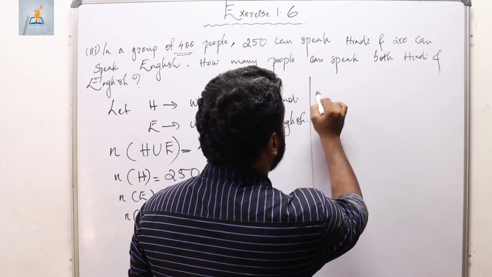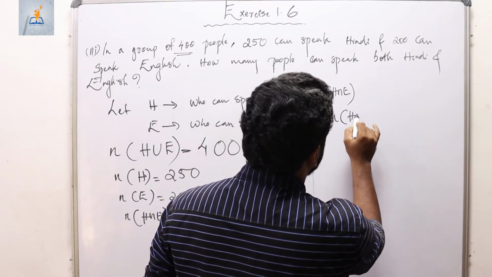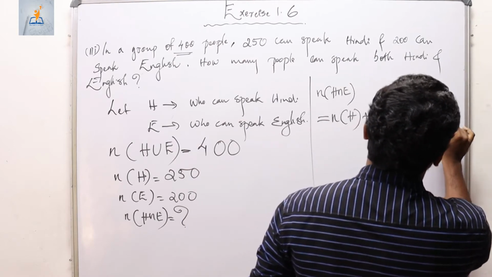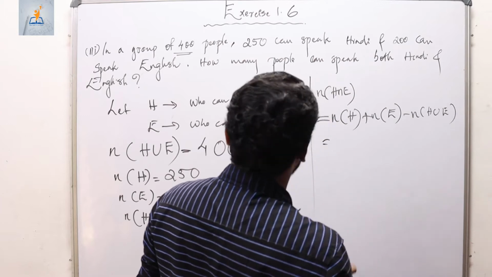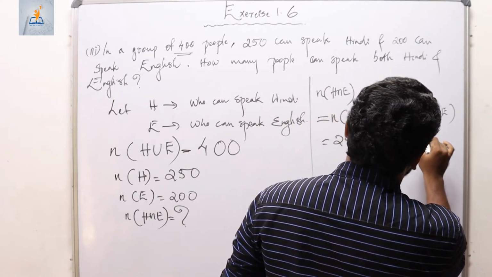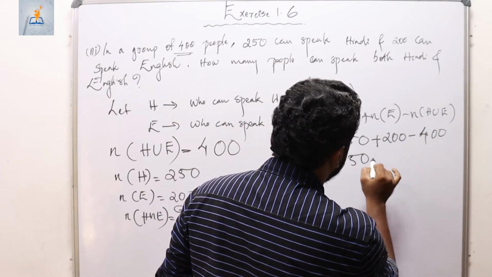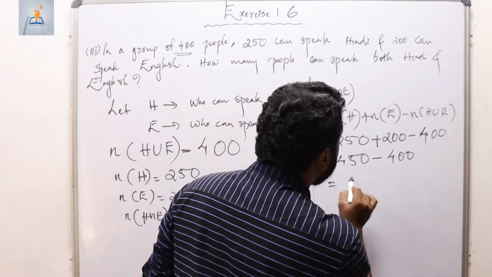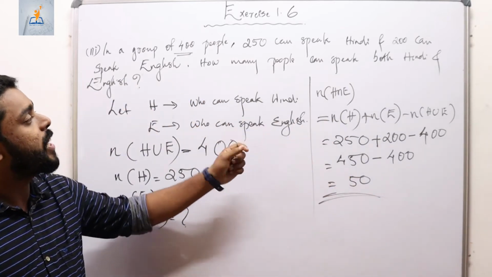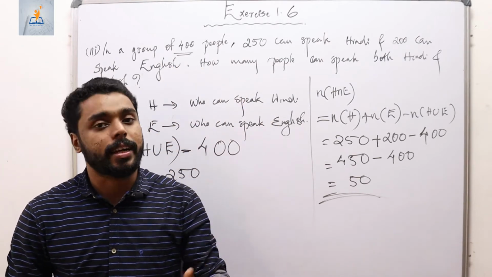Now we know that n of H intersection E is nothing but n of H plus n of E minus n of H union E. It is equal to 250 plus 200 minus 400. Now 250 plus 200 is nothing but 450, minus 400, and the final answer will be 50, which means that 50 people can speak both Hindi and English.